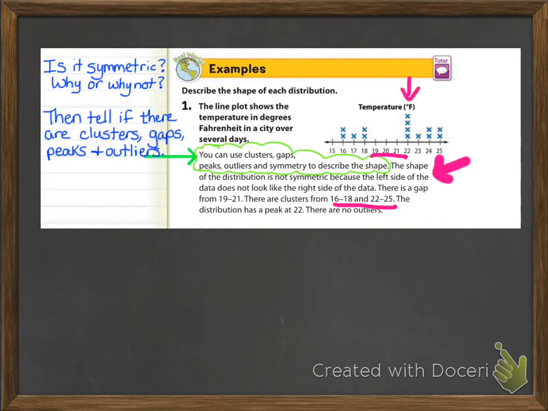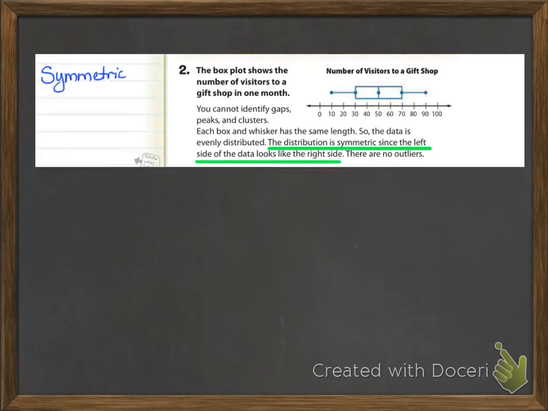So really, it's pretty basic. You're just having to go through each of those vocabulary words. In this example, there are no outliers. Remember, an outlier is a number that sticks off way far away by itself off to the side. Now look at this example here. On this one here, we have a box and whisker plot. Now on this one here, it shows the number of visitors to a gift shop in 1 month.